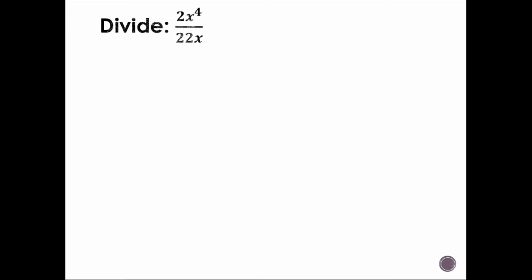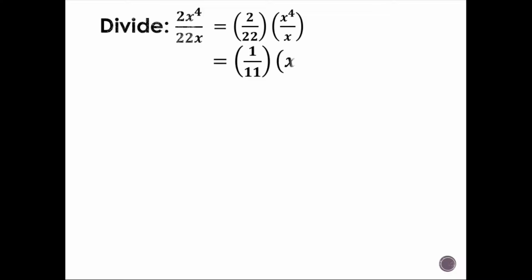Let's have another example. 2x to the 4th power over 22x. Dividing first the constants and then the literal coefficients. 2 divided by 22 cannot be divided exactly, so what we're going to do is just simplify this like fractions. So 2 over 22 can be divided by 2 over 2, so the simplest form is 1 over 11. x to the 4th power over x, using quotient of powers, becomes x cubed, so the final quotient is 1 over 11 x cubed.